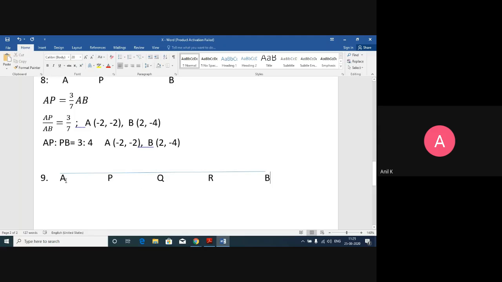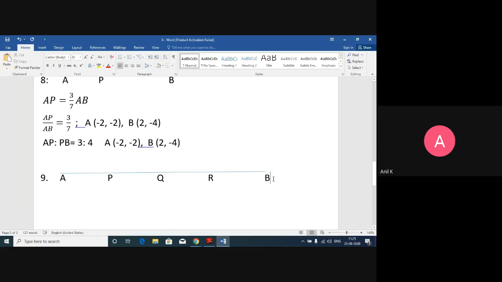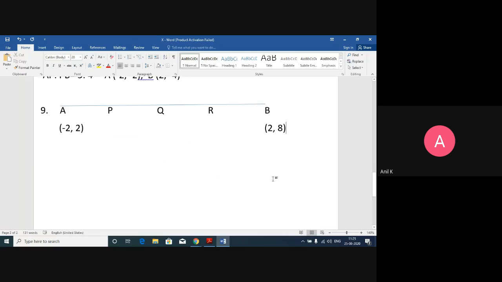Here the coordinates of A and B are given to us. Let me write here: the coordinates of A are given as (-2, 2) and the coordinates of B are given as (2, 8). Both A and B coordinates are given to us. Now you have to find the coordinates of P, Q and R.